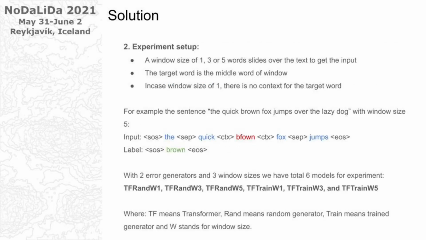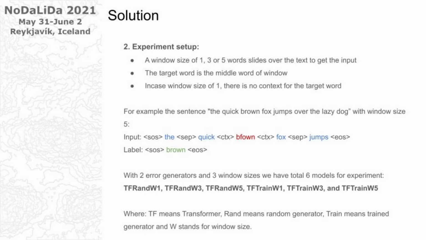So we set up our experiments as follows, with 3 different window sizes of 1, 3, and 5 words. As mentioned earlier, the target word is the middle word of the window. So in the case of window size 1, there is no context for the target word.